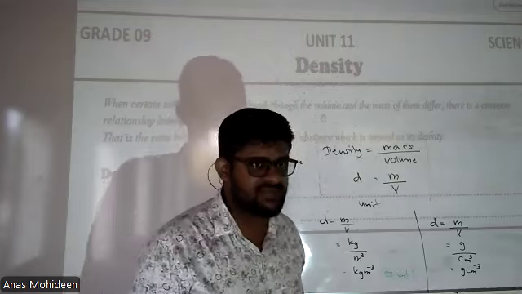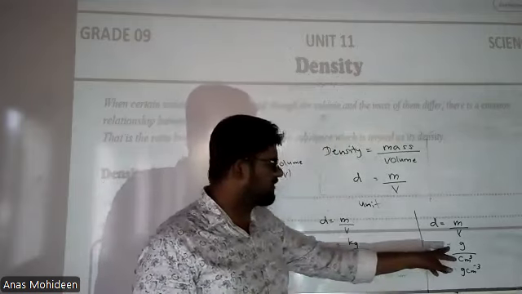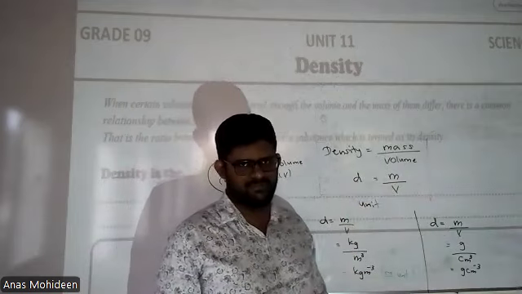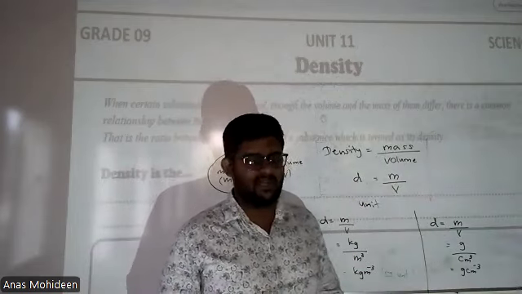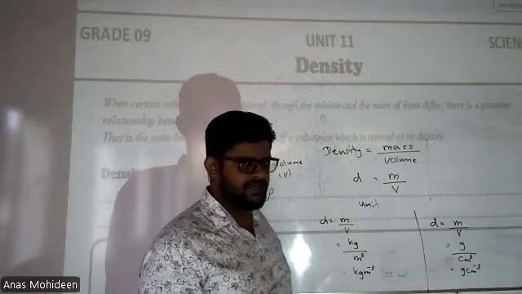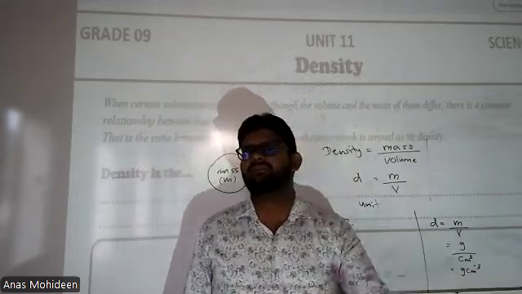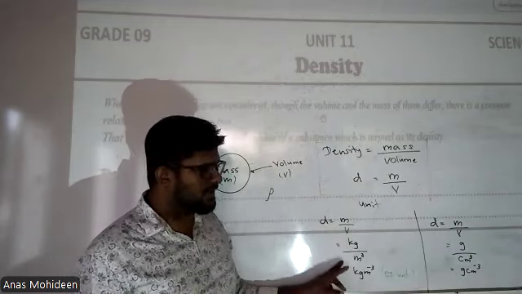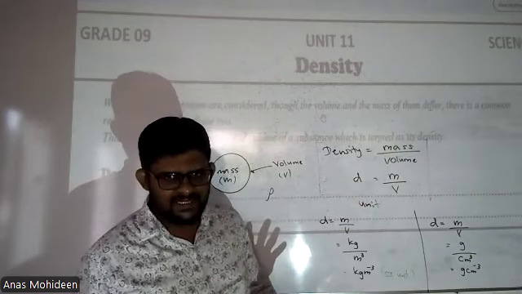In calculations, if they ask you to find out the density, you have to convert the grams and cubic centimeter into kilograms and cubic meter. Then you have to find it. If they ask you to find it in grams per cubic centimeter, then you don't want to convert. You understand that? Even if they are asking you to find out the density, always mass should be in kilograms, volume should be in cubic meter. Did you understand that? Okay.